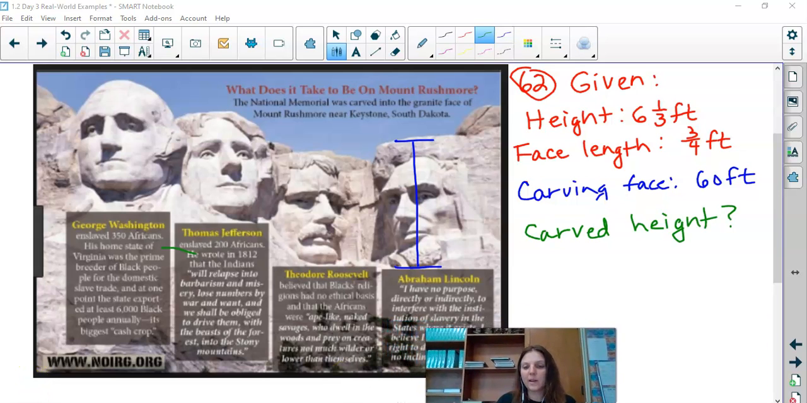So what I can do is I can set up a proportion of this information. I'm trying to find his carved height. Like if I was to have a full carving of his whole entire body, his carved height will be my X. And I'm going to match that up with his actual height in real life, which is 6 1/3.